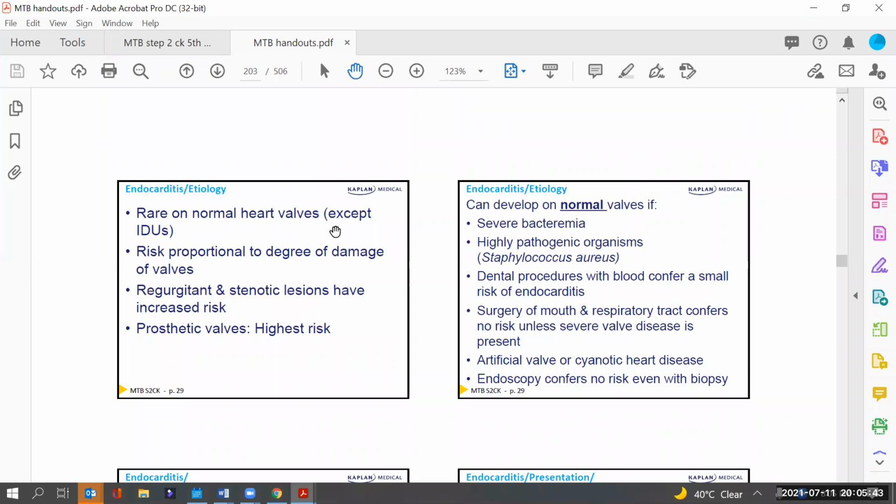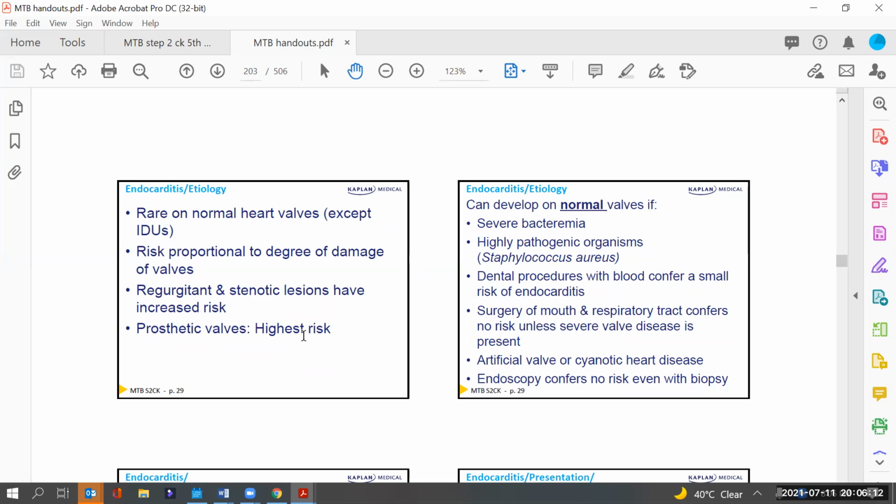It is rare on a normal heart valve, except if we have any intrauterine devices, and risk is proportional to the degree of damage of valves; regurgitant and stenotic lesions have increased risk. So a very important thing again is that the patient must be having a previous history of heart valve replacement. There must be a prosthetic valve inside, and that prosthetic valve actually damages the heart and there's infection in that prosthetic valve. We will always think of this endocarditis.